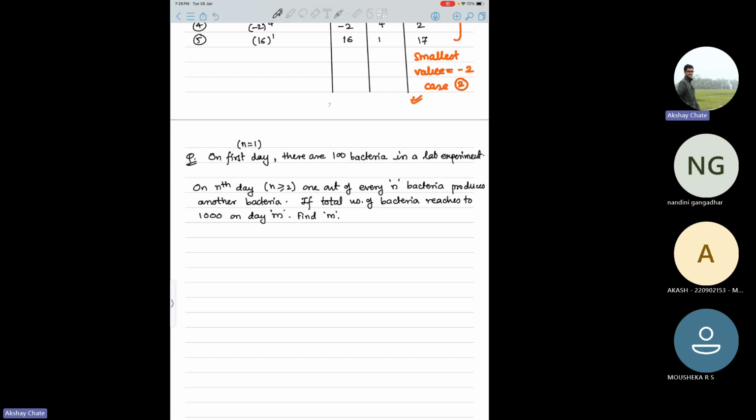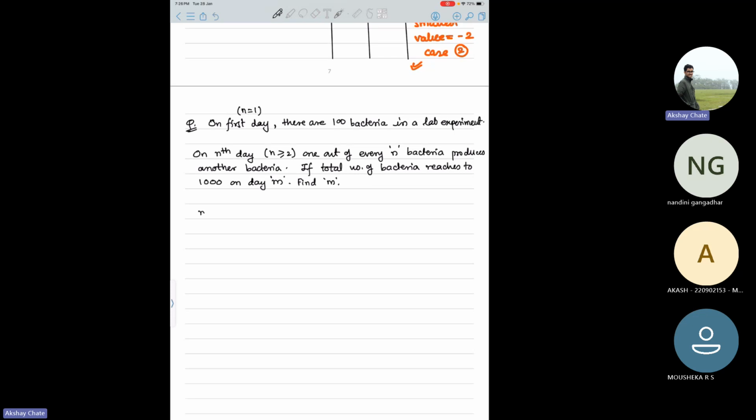Initially you have 100 bacteria and finally you have 1000 bacteria, but in between there is something different happening. This is the difference in this question compared to the normal standard questions. So let's understand what is happening. For n equal to 1, the first day, initially there were 100 bacteria.